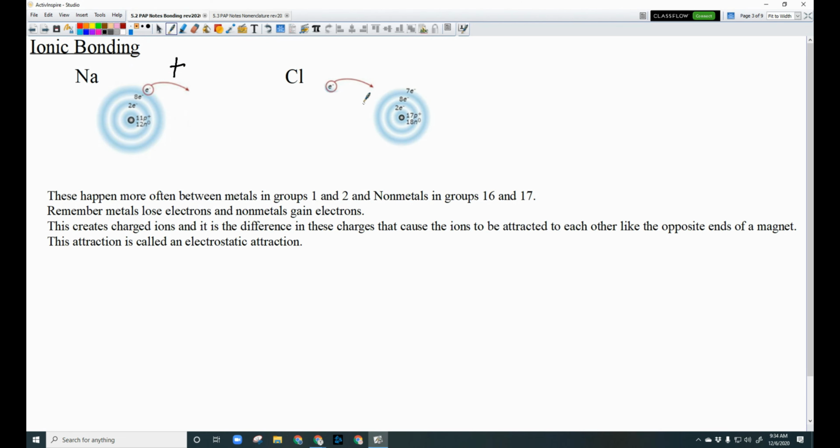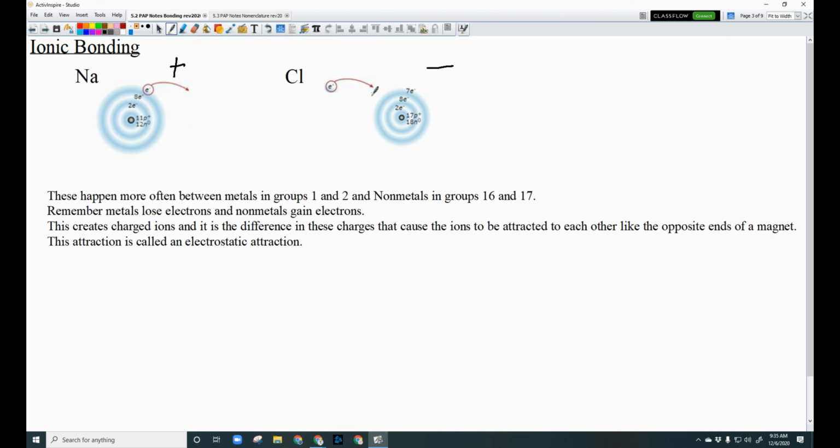Now, at the same time, chlorine has 17 protons and 17 electrons, 2, 8, and 7, and it wants a full valence shell. So it really wants to gain this one valence electron. And when it does, it still has 17 protons, but now it has 18 electrons. So that gives it a negative charge, creating the chloride ion.